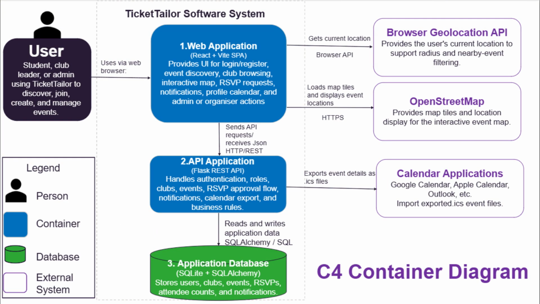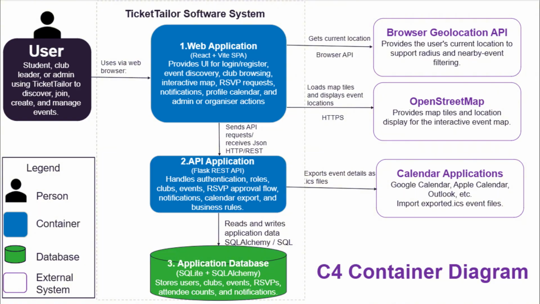As shown in the container diagram, TicketTailor has three main containers. The first one is the React and Vite web application. It provides the user interface for these actions. The second one is the Flask REST API. This backend handles authentication, role checks, and these actions. The front end communicates with this API using REST and JSON under the API v1 path.